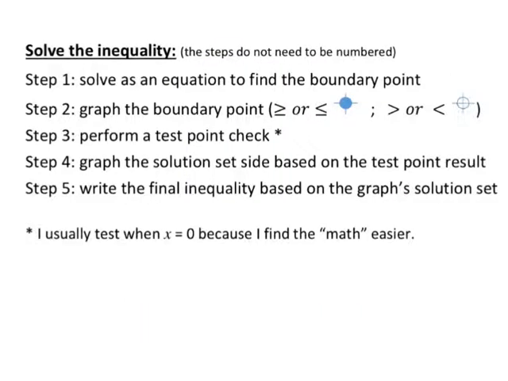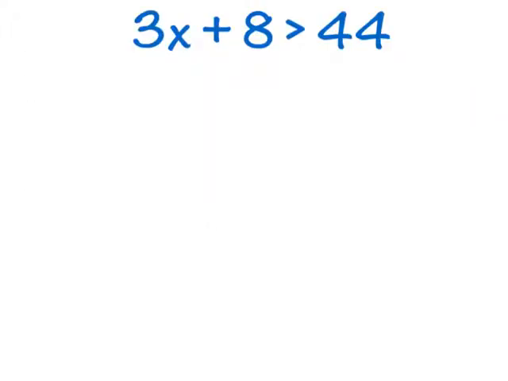So this is the 5-step process that I've been teaching my students to solve single variable inequalities. When the directions say solve the inequality, it means apply these 5 steps. So here's the inequality that we'll start with. 3x plus 8 is greater than 44.